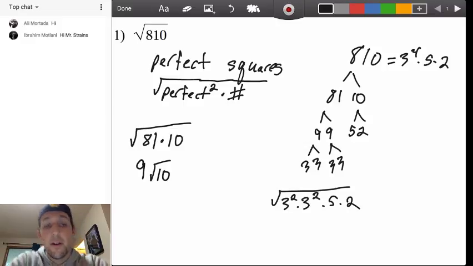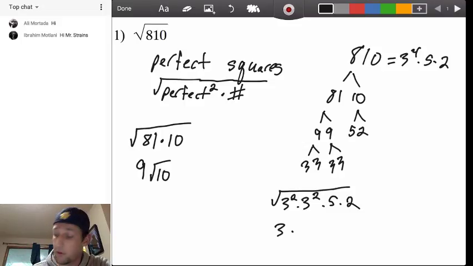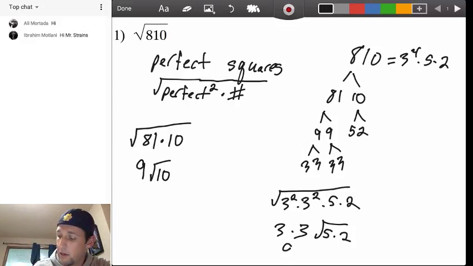The reason we're going to do this is because when you take the square root of something squared, the square and the square root cancel out, and that's really the whole thing. So the square root of 3 squared is 3. The square root of the other 3 squared is also 3. With 5 and 2, we can't take the square root of either of those without getting a decimal. Then I combine everything, and I make it 9 root 10. So I get the same answer no matter what.